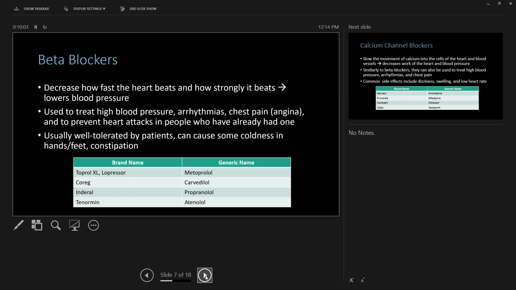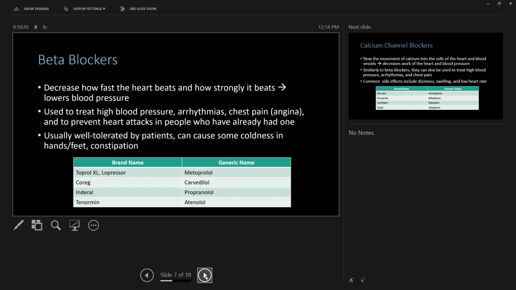So we use them for high blood pressure, but we also use them to treat a bunch of other disease states as well. So they can help with arrhythmias. Earlier I said the most common arrhythmia that we always talk about is AFib. These drugs are great for treating AFib. They slow down the heart rate.